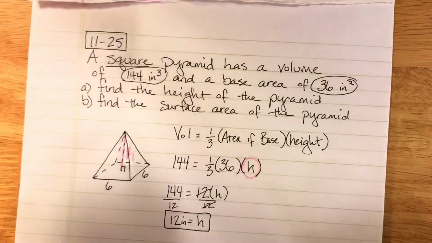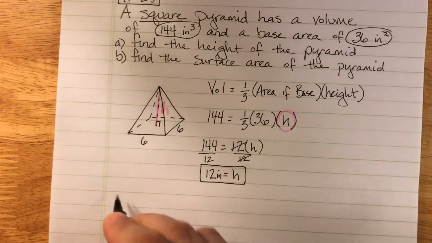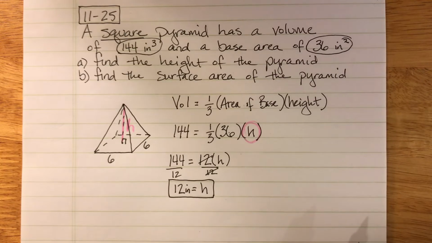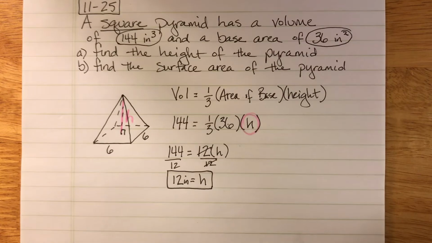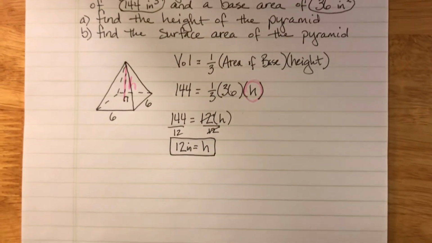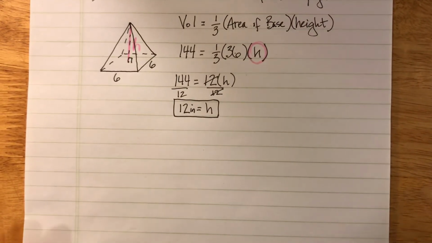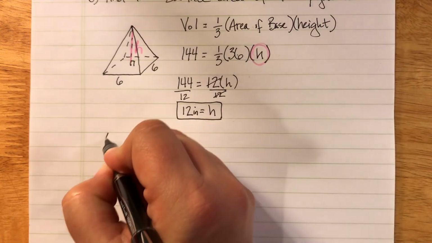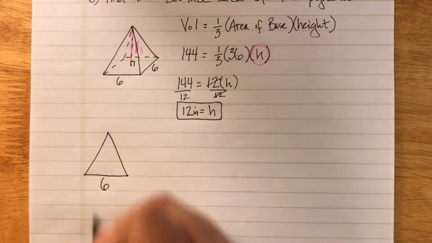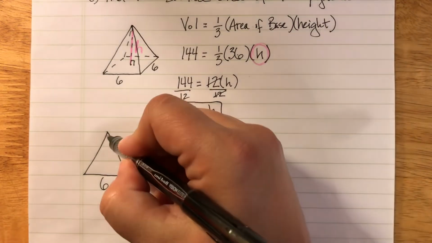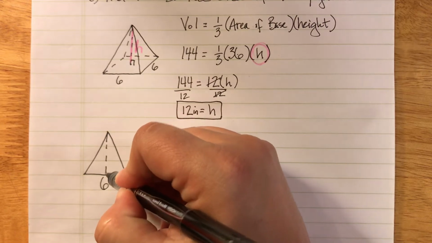Let's remember that the surface area is the area of all of the different sides added together. In this pyramid, if I were to deconstruct it, I would have the square base, which I already know the area of. That was 36 square inches. And then I also have the 4 triangles that are the lateral faces of my pyramid. In order to find that, I'm going to draw one of those triangles here. In order to find the area of this one triangle, I know that the base of the triangle is 6, but I need to find this height.